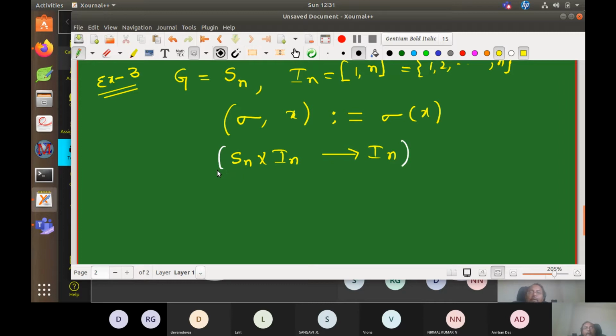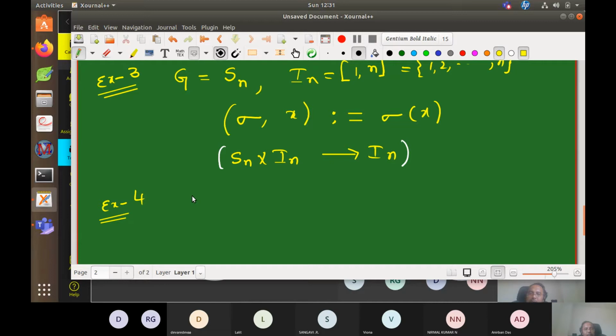Now the second part is also easy: acting first by sigma 1 and then by sigma 2 is the same as sigma 2 sigma 1 acting on x. That I think is easy to see. Yeah. Can I extend it? About this example I want to say something more. That will be very useful.